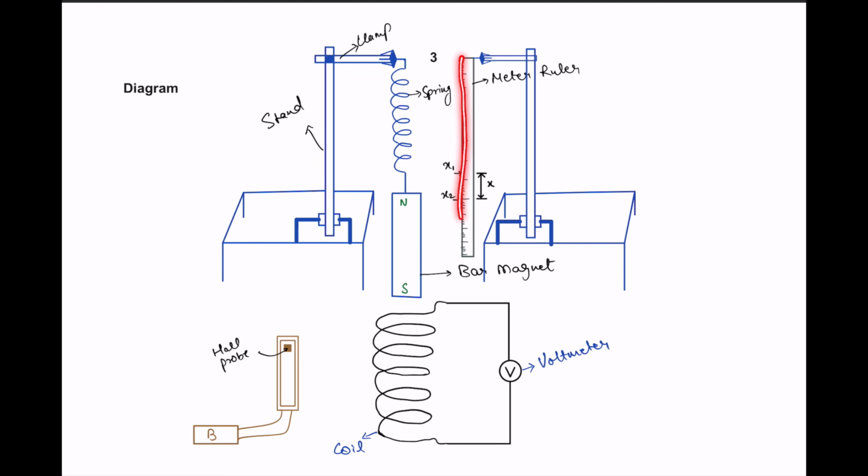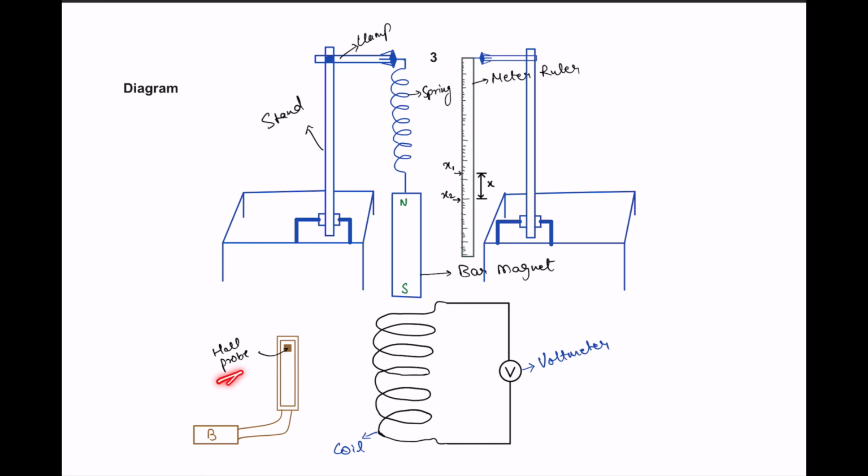Also, I have placed a meter rule just aligning with the coil attached with the stand, so that I can measure properly how much I have displaced, because there are two variables, one is E and the other is X. I will discuss what is the dependent, independent and control, but right now the X I have to measure. So I have given X1, which is my equilibrium position, and X2 is my displaced position. The difference is the displaced part, or you can say the extension in the spring.